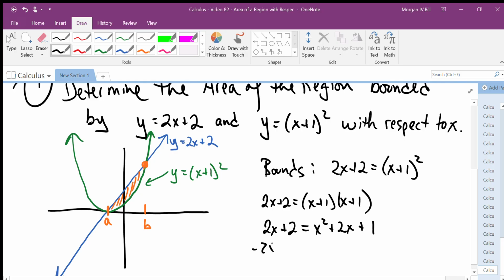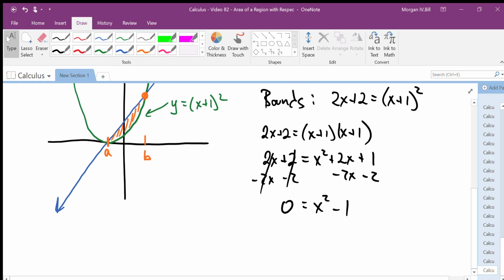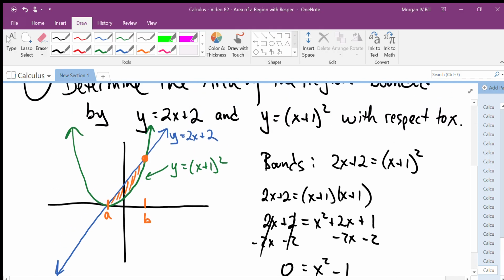So we'll subtract the 2x, we'll subtract the 2, and we end up with 0 on the left-hand side, and x squared. 2x minus 2x is just 0, 1 minus 2 is negative 1, and we end up with 0 is equal to x squared minus 1. Solving, I'll put the 1 back over to the other side, get x squared is equal to 1, take the square root of both sides, and don't forget that would be plus or minus the square root of 1, that is plus or minus 1. So my x bounds have a left bound of negative 1 and a right bound of positive 1. So I'm going to replace A and B down here with negative 1 and positive 1.